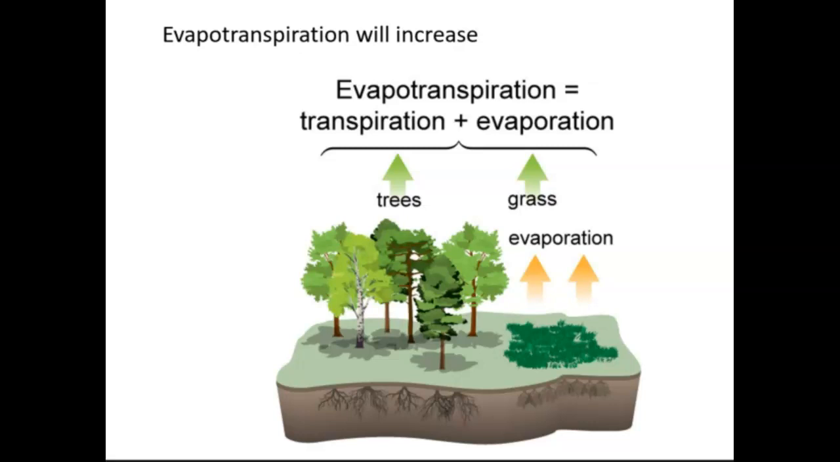Even though the Southeast is going to receive more rain during the course of a year, because of warming, less and less of that water will be available to us because it is lost to evapotranspiration.